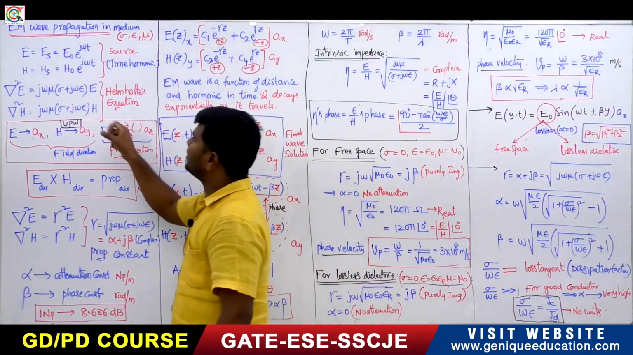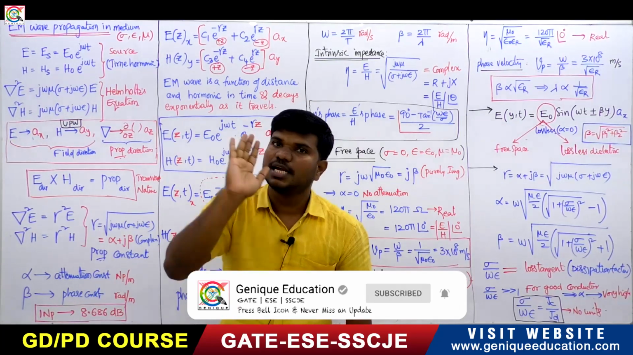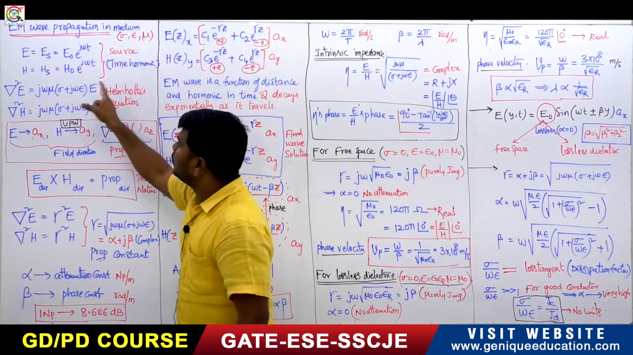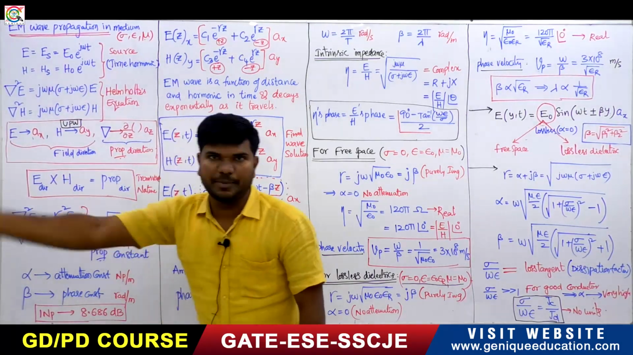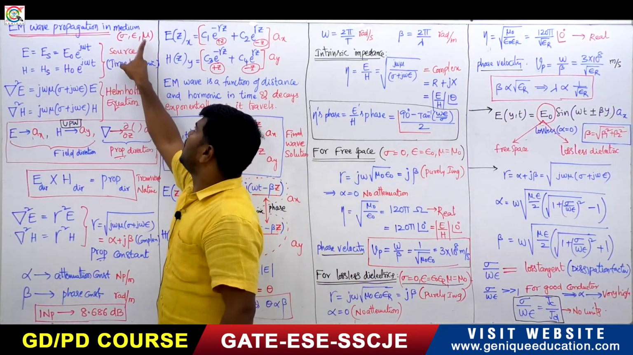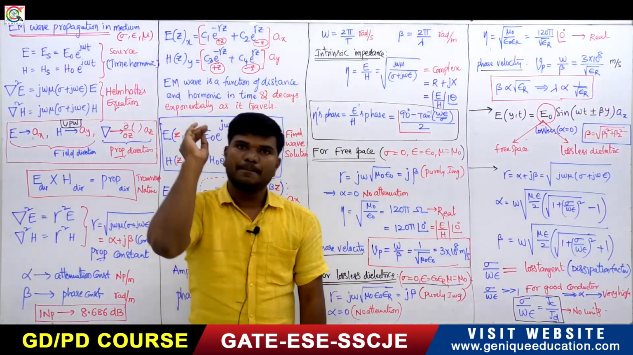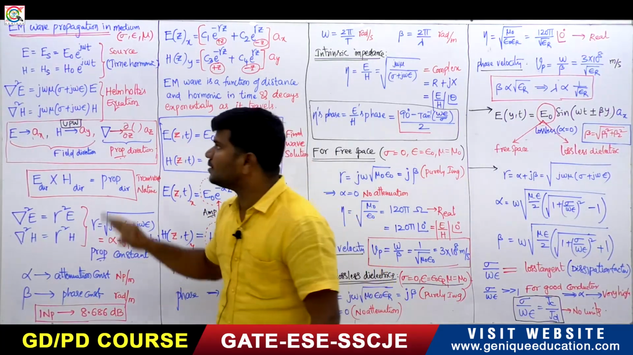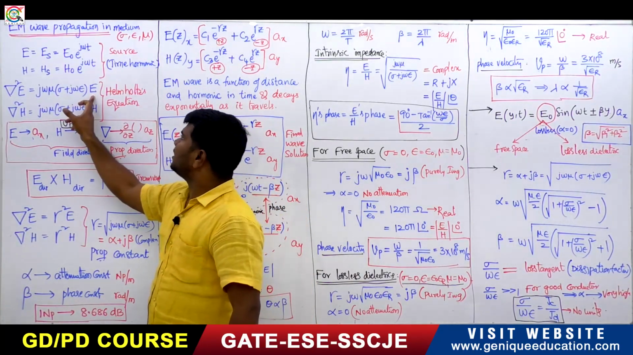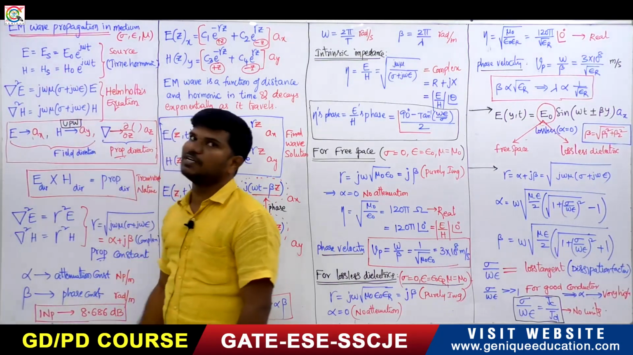These are also called the EM wave equations in the general medium. These two equations say how the EM waves propagate in the medium. Generally the medium is characterized by sigma, epsilon, mu, which are called the material constants. E is E naught e power j omega t, and H is H naught e power j omega t.